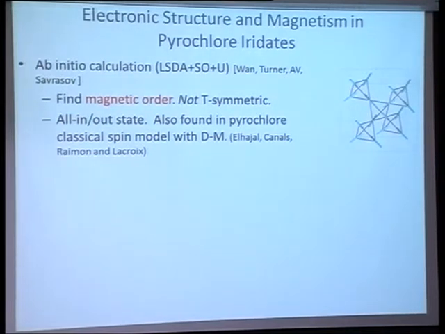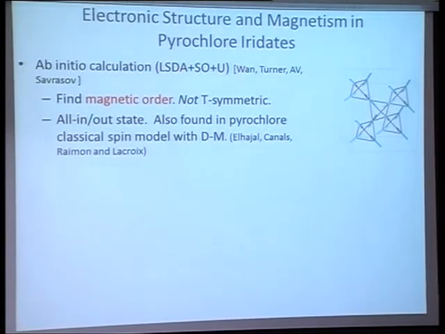So coming back to these pyrochlore iridates, we collaborated with ab initio people who did LDA plus spin-orbit plus U calculations to try to figure out what might be the ground state of iridium arranged in this lattice. You have a parameter in your hand, this U, that summarizes the strength of electronic correlations on the iridium ions. The first thing that was found is that this is always magnetically ordered.